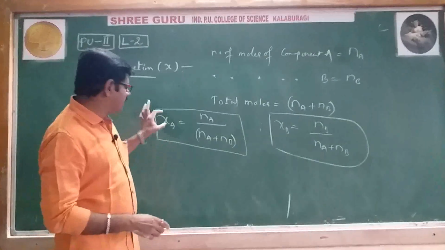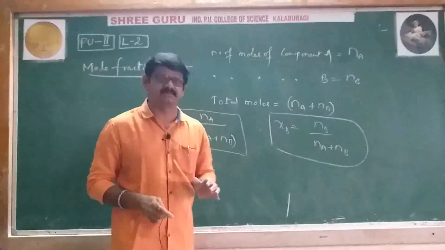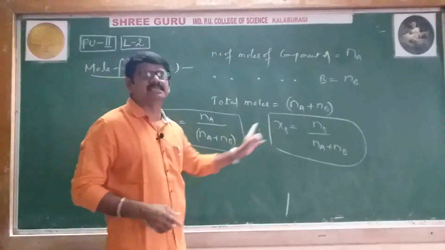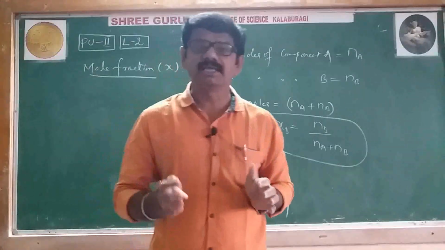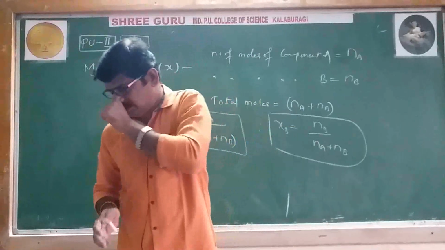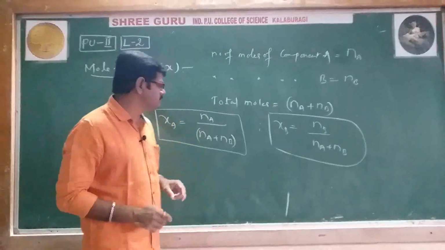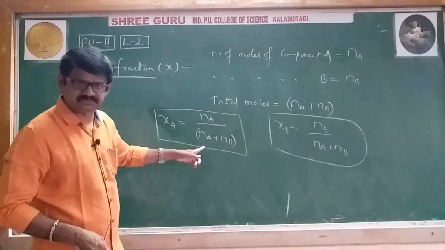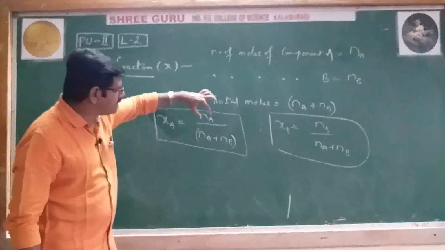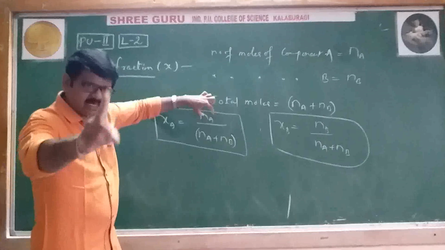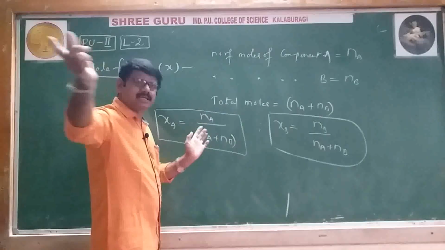See here, it is the component A mole fraction, and it is the component B mole fraction. Now, just by seeing the formula, we have to define exactly what a mole fraction is. Very simple. Mole fraction is a ratio. It is a ratio only, of the number of moles of one component to the total moles of all the components.